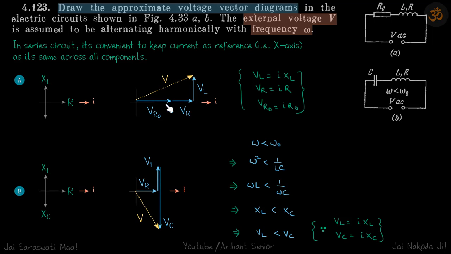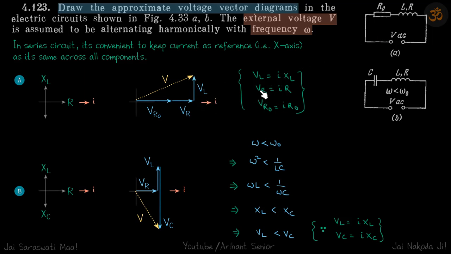So in the first case, we have two resistors in series, R0 and R. Both of them will be along current. So this will be VR0, this will be VR. And voltage across the inductor will be along XL, so that will be VL. We do the phasor sum of all three and we'll get our voltage. And as expected, this is an inductor circuit, so voltage is ahead of current.